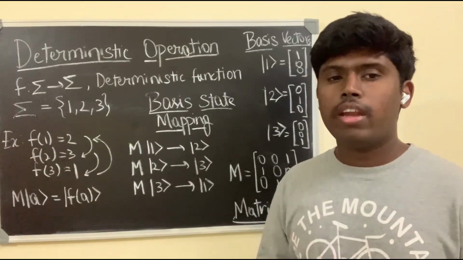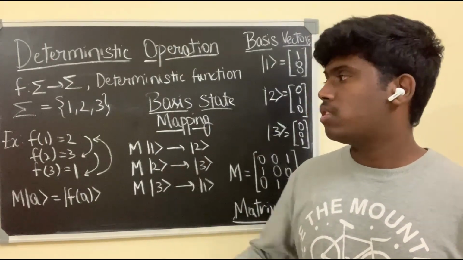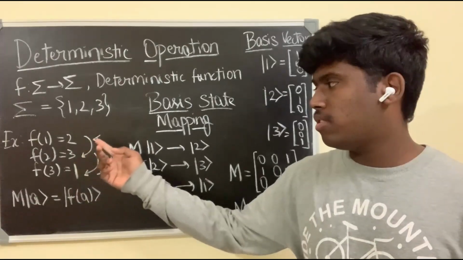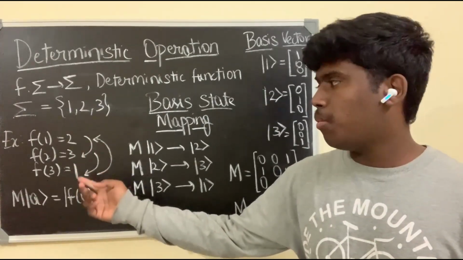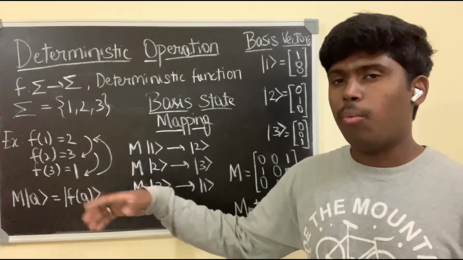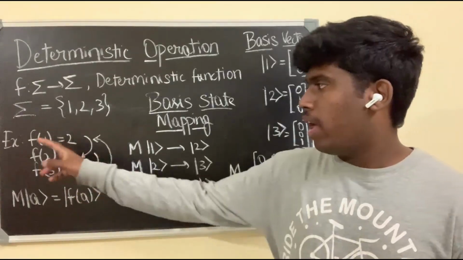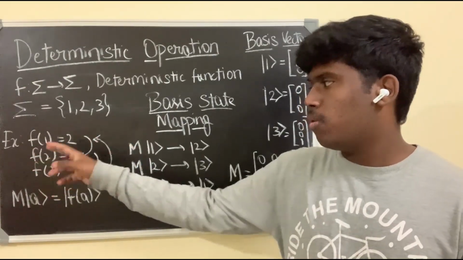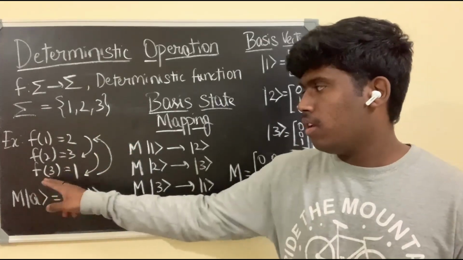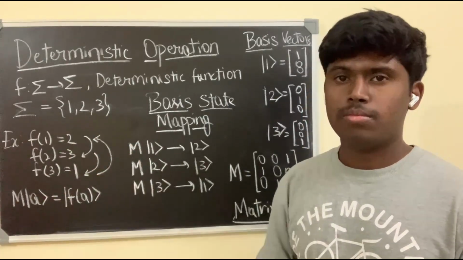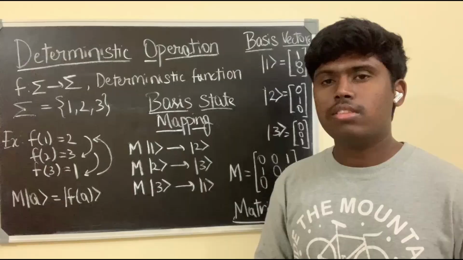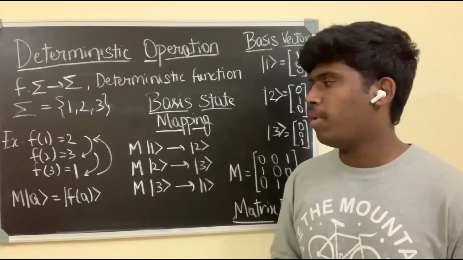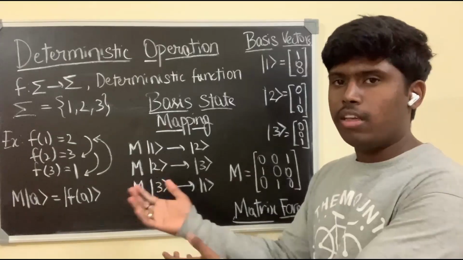Now let's look at an example function. State 1 goes to state 2, state 2 goes to state 3, and state 3 goes to state 1. What I mean by that is f of 1 is equal to 2, f of 2 is equal to 3, and f of 3 is equal to 1. Since we represent states as vectors, we can use basis vectors to represent the same thing that we have written here.